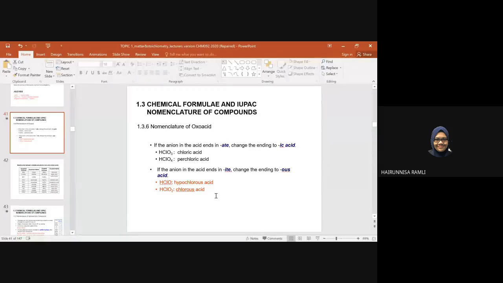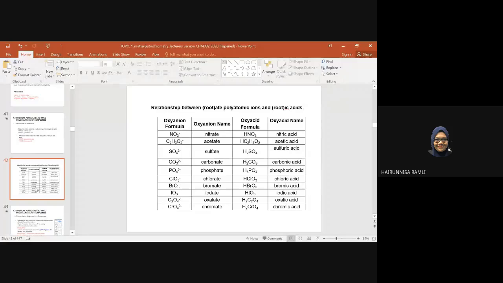Okay, ni kalau jadi acid lah. ITE, ATE, you change the ending to the respective naming yang baru lah eh. Okay. So ni dia tunjuk kat sini. Relationship between root ATE, polyatomic ion, dengan root IC acid. Maksudnya nitrate will become nitric. Acetate, acetic. Sulfate, sulfuric. Carbonate, carbonic. And so on. Okay. Ini kalau ATE. Kalau ITE pun follow lah. Dia jadi OUS. Nitrous. Dia tak adalah acetous eh. Sulfurous. Dia tak semua ada kan. Ni chlorous, bromous macam tu.